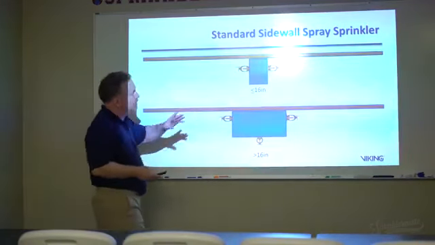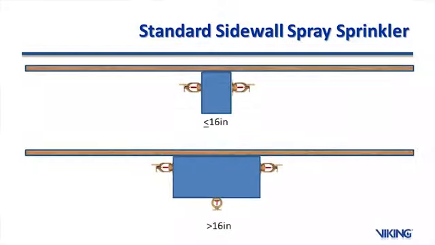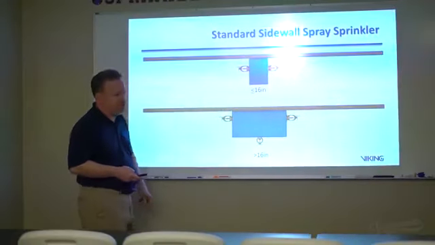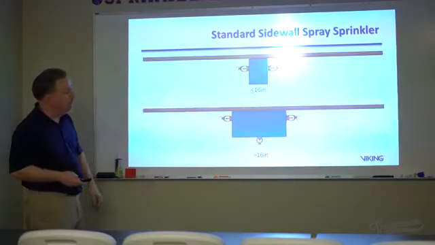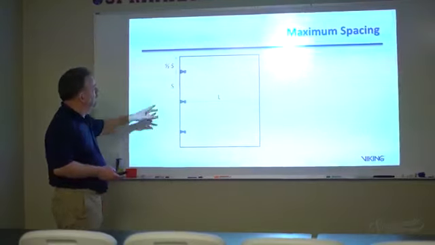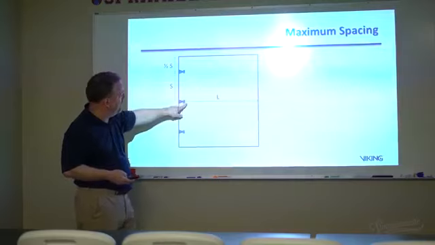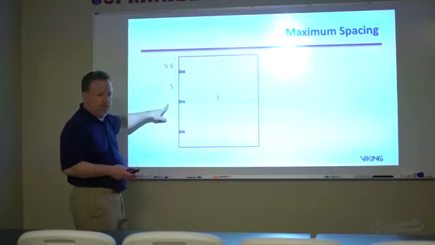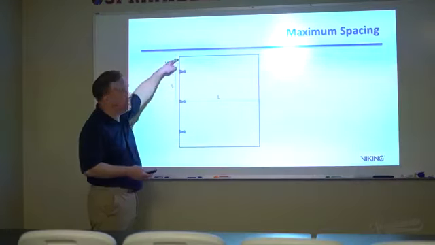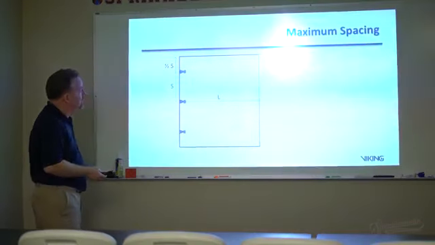Yes, you can put sidewalls on opposite sides of an obstruction. It is a perfectly legitimate way to do that, as long as the obstruction is 16 inches or less in width. Once it's greater than that, you have to put one down below. Now, with the spacing, L is the distance across the room, S becomes the distance between sprinklers, and half of S is the distance to the wall, as the sprinklers spray out into the building.